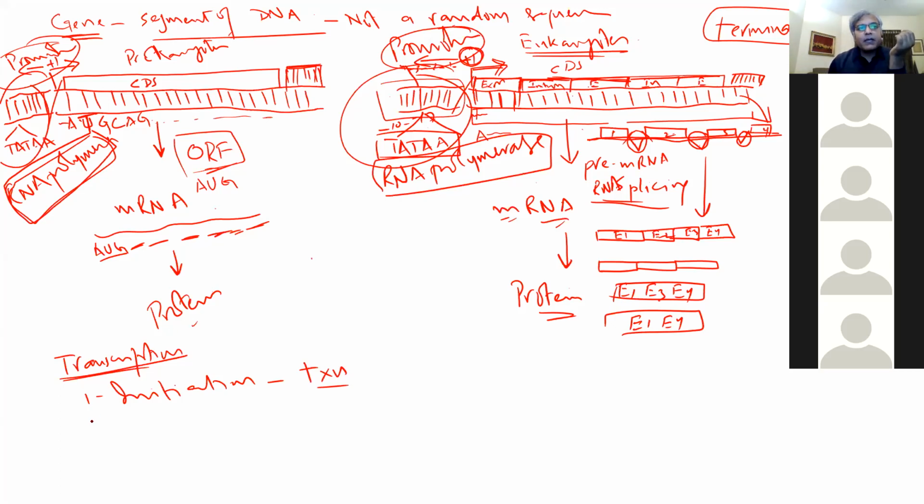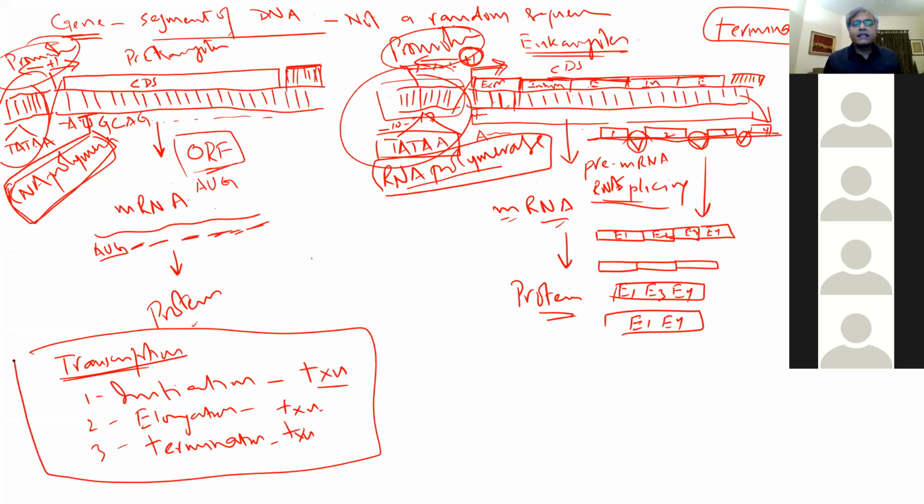Then the second step is transcription elongation. Transcription elongation means when RNA polymerase traverses through the DNA and starts synthesizing the RNA molecule. And finally, you have transcription termination, which means the process of transcription comes to an end and RNA polymerase falls off. This is the process of transcription.